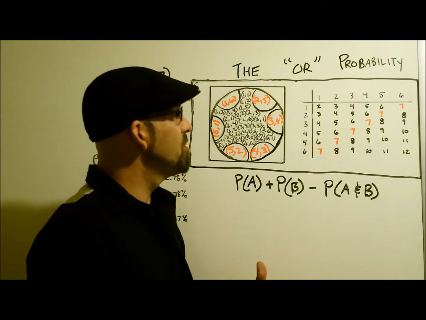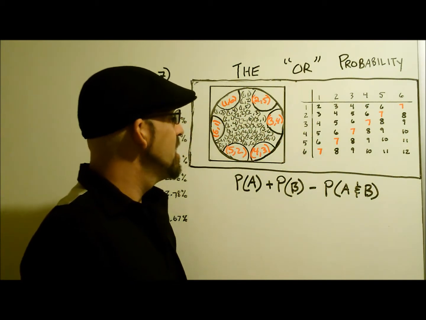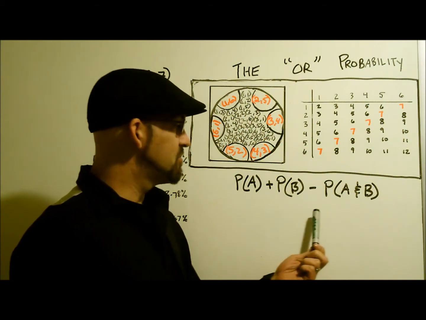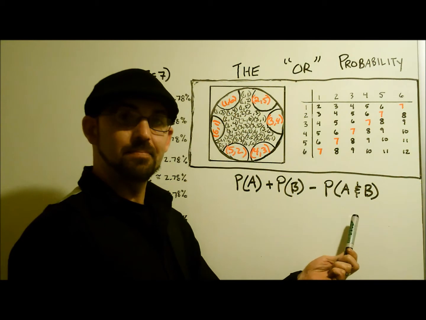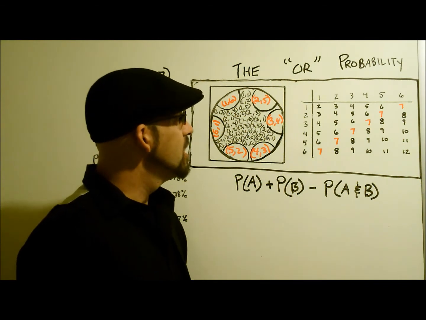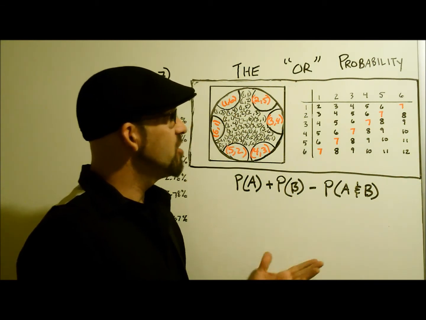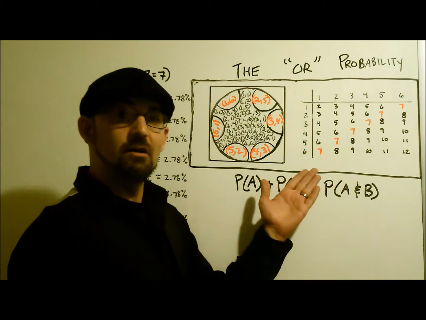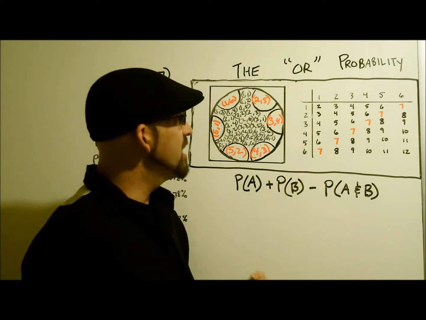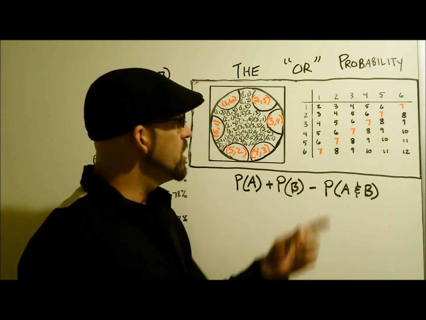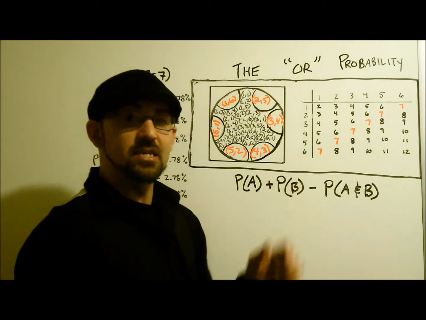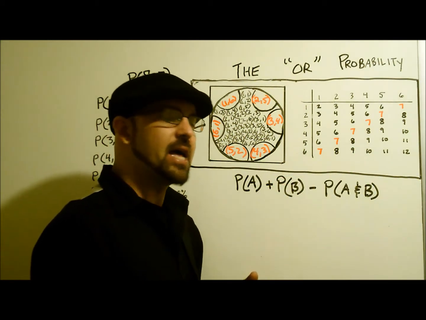Here's the OR probability. We always add and subtract our overlap. That's how you get that one. But first, given a problem of the standard die, 2 standard dice rolled, we know that our sample size is 36. How did we get that?